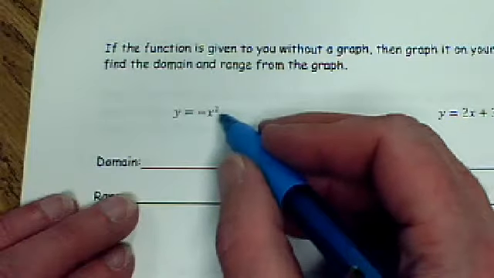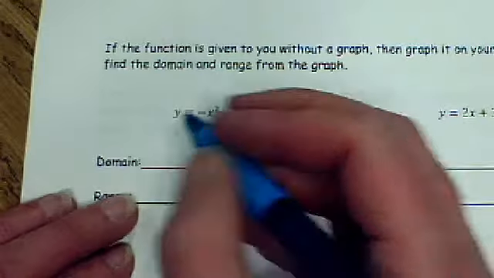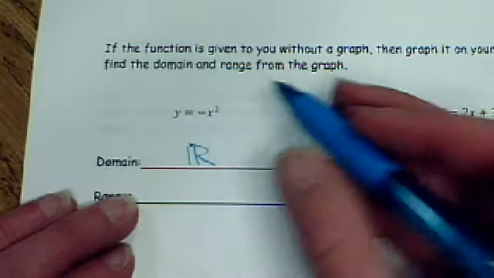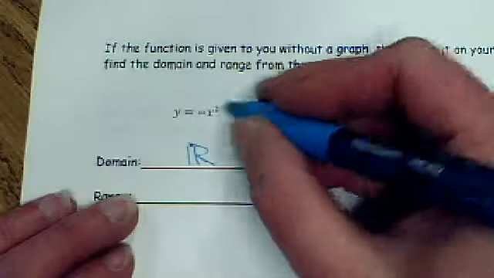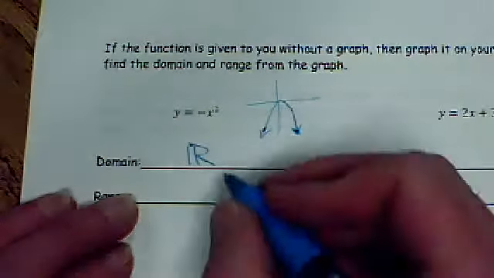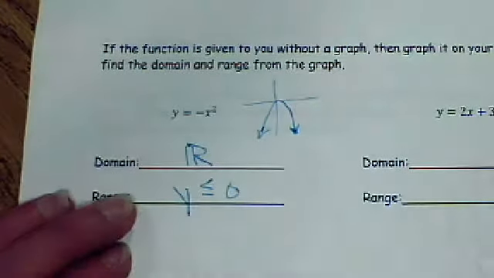Squaring something. Well, what kind of numbers can I square? Oh, I can square any number, so all real numbers. Now the negative x squared, let's think about what that would look like. You can look on your calculator. That's negative, so it's flipped. It's going like that. So the y values have to be less than or equal to 0.